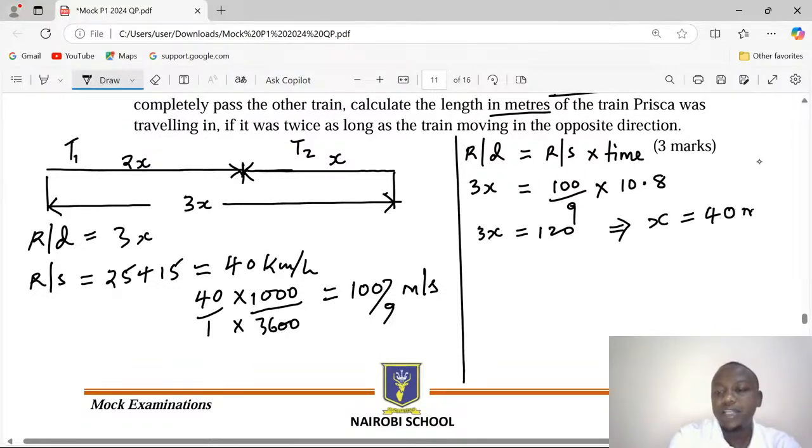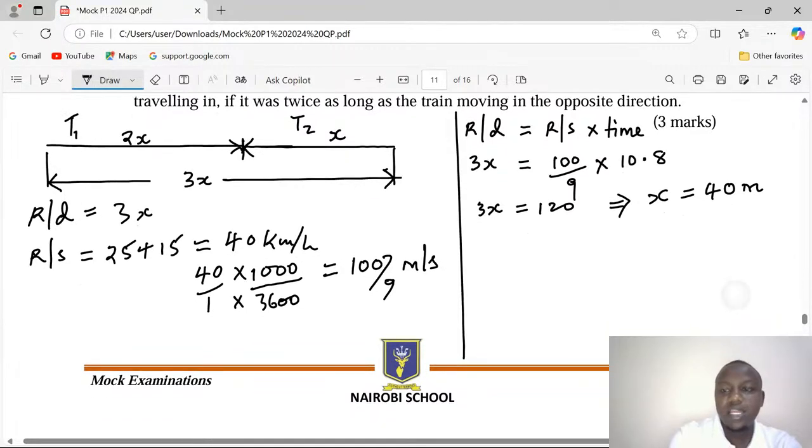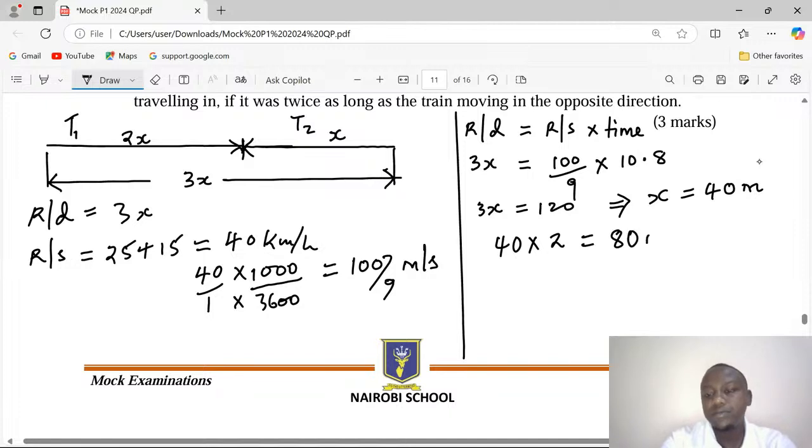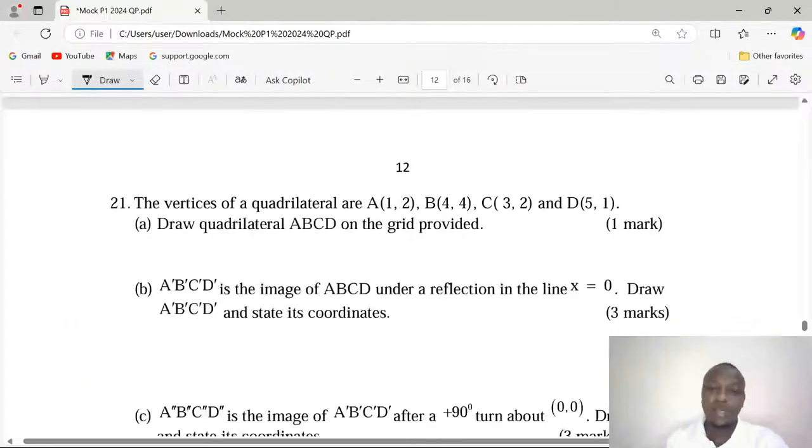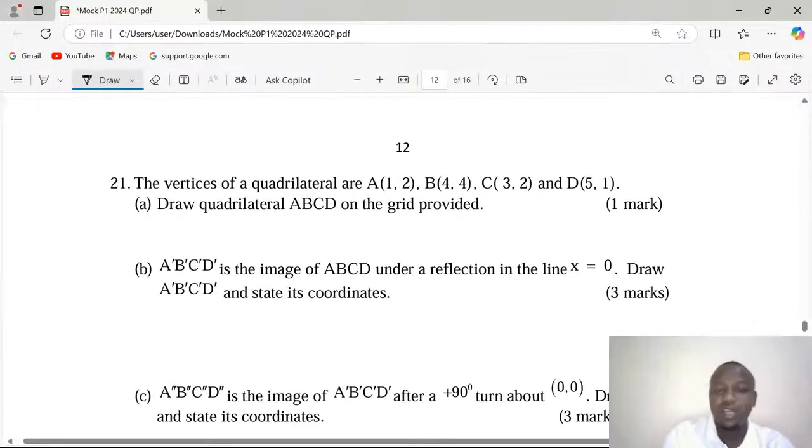If the value of x is equivalent to 40, then Prisca's train is going to be 40 by 2 because it was twice longer. That is 80 meters. 80 meters will be the length of that train.